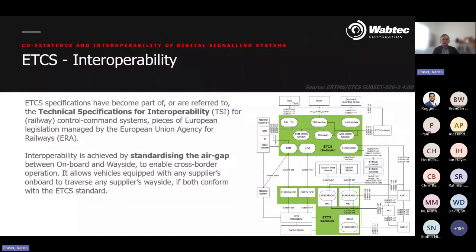This includes specifications for the onboard and trackside subsystems, communication protocols, message formats, and interfaces between key components such as the onboard computer and the radio block center. So again, the goal of the ERTMS or ETCS was to standardize that interface between trackside and train-borne equipment. So provided a rail network which owns trackside equipment is able to communicate according to the defined interface, then any train that also respects that interface is able to operate on the network and interoperability is achieved.